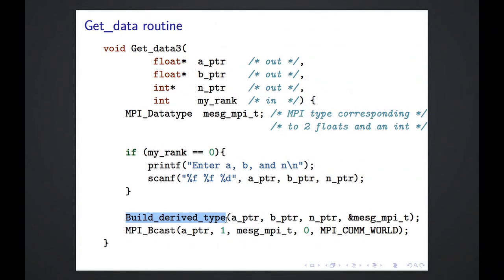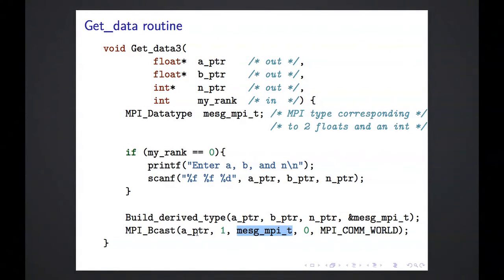So build derived data type. I provide the pointer to A, pointer to B, pointer to N. And this will return the data type that I need. And once I have this data type, I call an MPI broadcast function where I send this whole set of information, A, B, and N, using the data type I just defined.